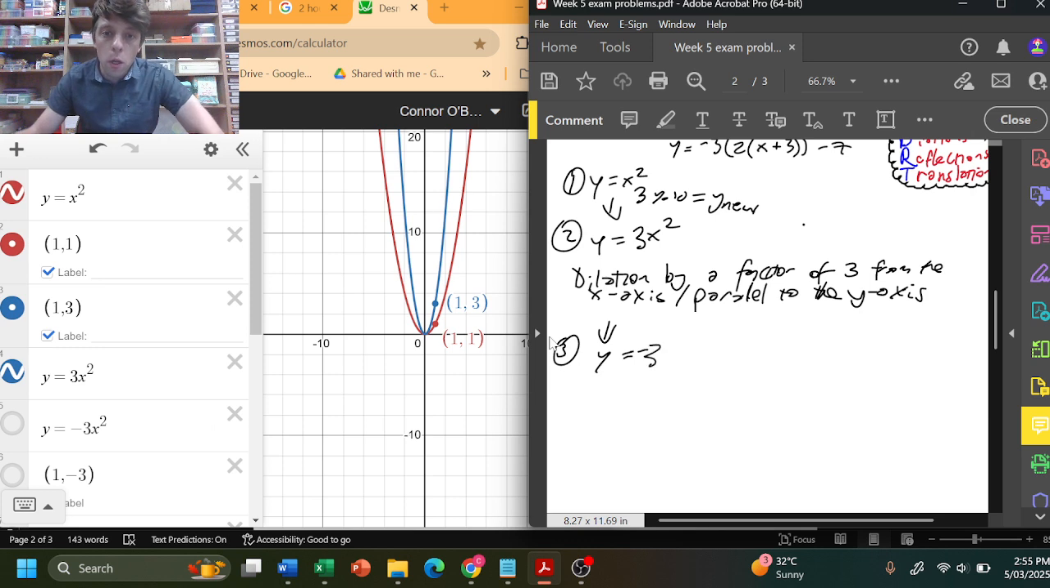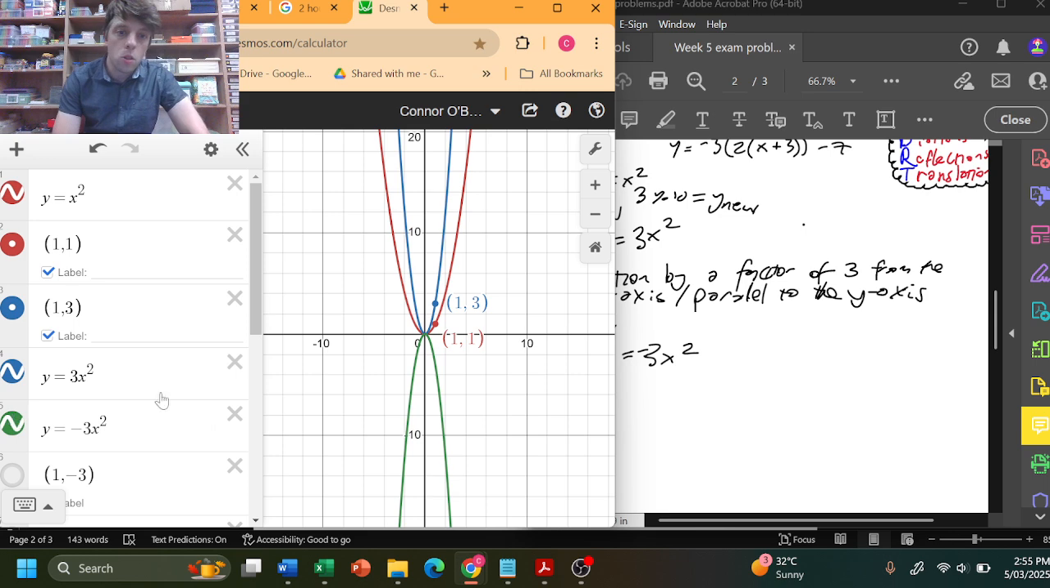So how do we get the equation y equals 3x squared? Well, let's plug that into Desmos. What are we doing to it? Well, we're flipping it, right? What do we mean by flipping it? This is called a reflection.